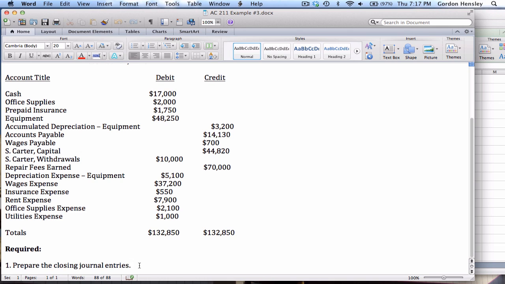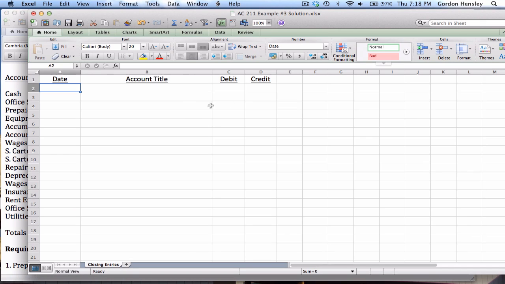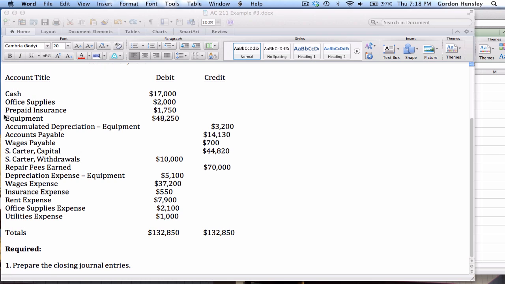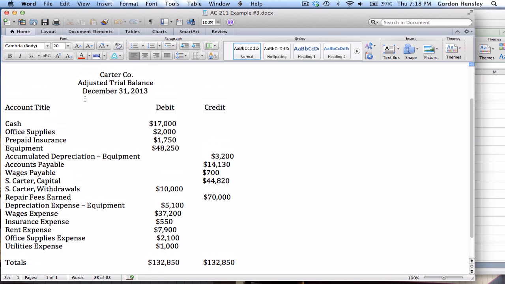Now, we already know that there are 4 types of temporary accounts, and of course all 4 of those need to be closed. So ultimately we're going to have 4 closing journal entries. To do these entries, I'm going to utilize a journal entry page that I have set up in advance in Excel. In terms of the date, this is as of December 31st, 2013.